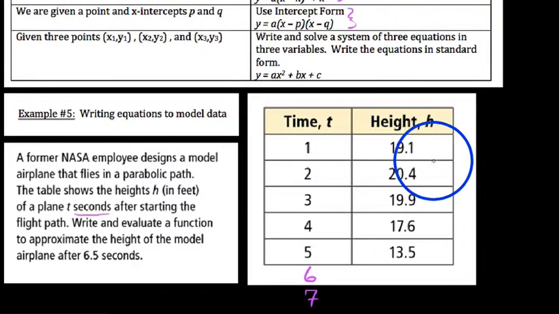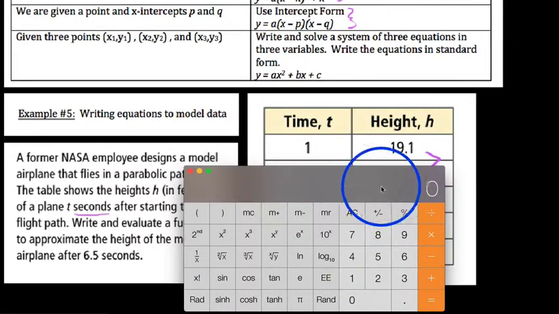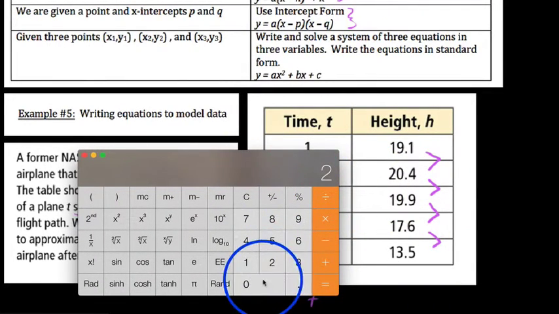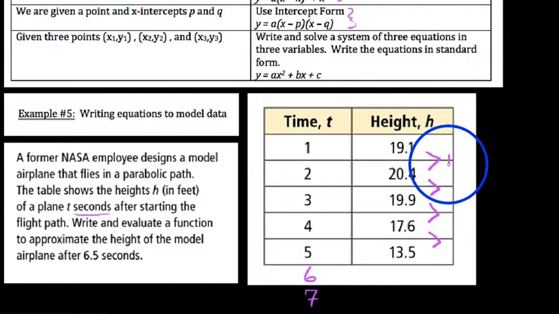So one thing I want to do before we start is look at something we call a first difference and a second difference, and how you can tell that data is modeling something quadratic. We're going to find differences between each consecutive set of values. What I'm finding here are the first differences. For instance, 20.4 minus 19.1 gives a first difference of 1.3, just to show that it is quadratic.